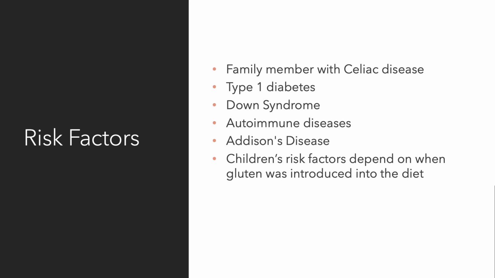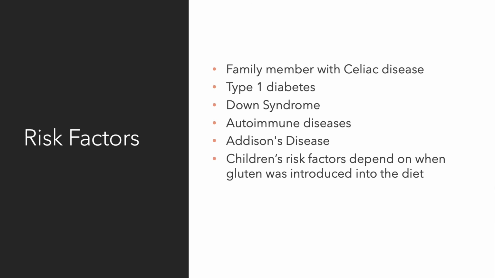Risk factors. The biggest risk factor for having celiac disease is having a family member with celiac disease. As mentioned before, your chances of obtaining celiac disease increase hugely if you have a parent or a sibling who has previously been diagnosed with celiac disease. In addition, having type 1 diabetes, Down syndrome, any autoimmune disease, and Addison's disease will increase that chance.